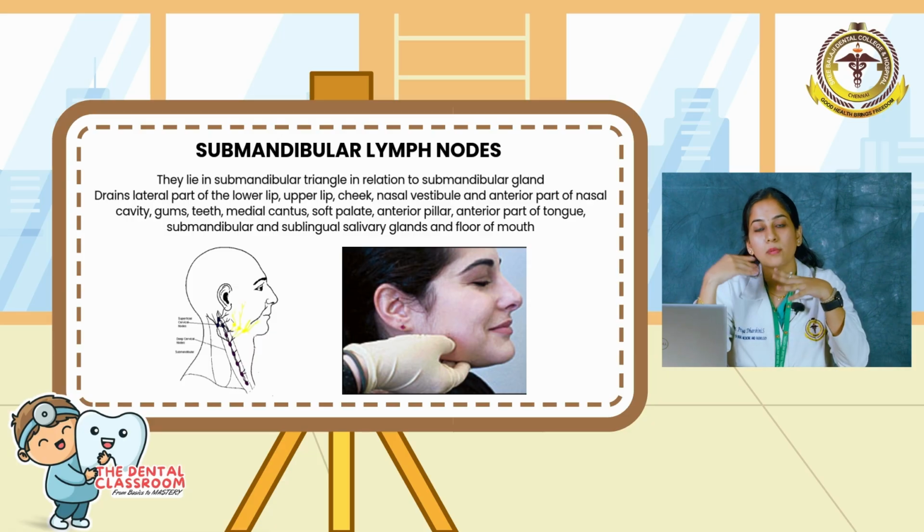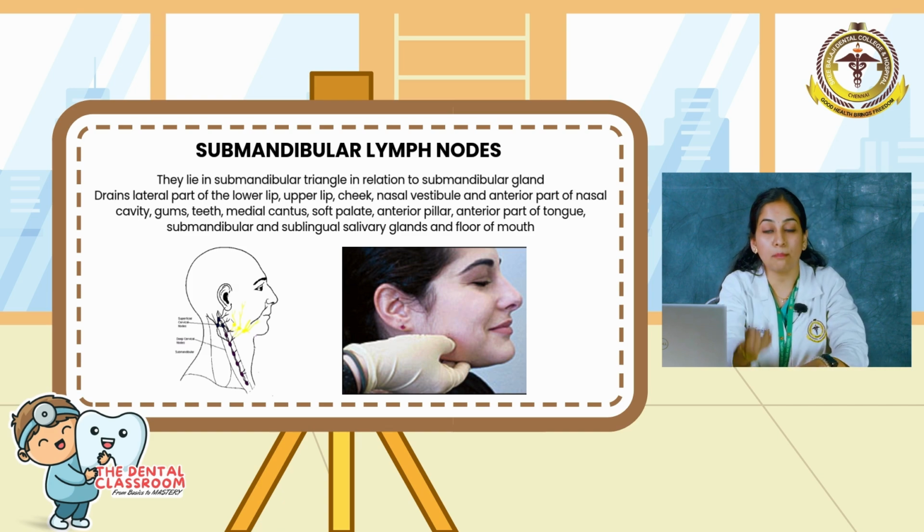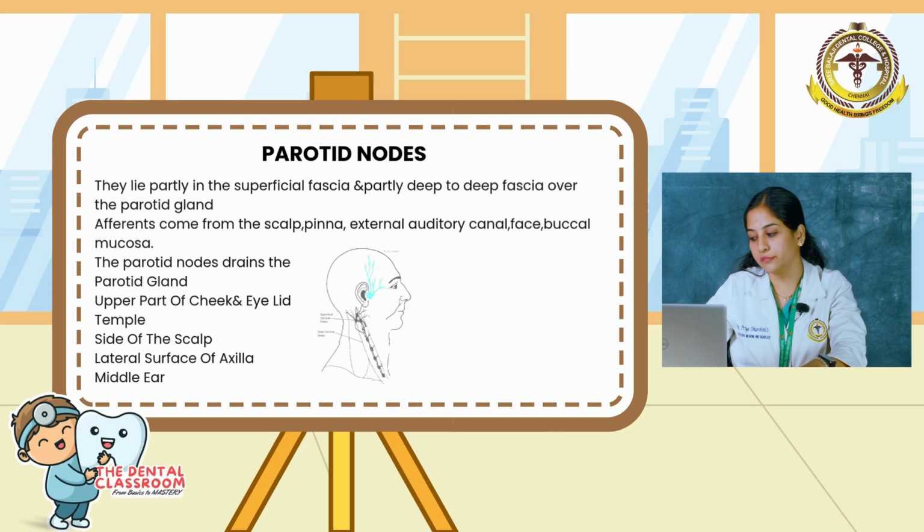It drains the lateral part of the lower lip, upper lip, and cheek. Basically the cheek usually drains into the submandibular region, and the gums, teeth, medial canthus, soft palate, most of the anatomical structures present in the oral cavity usually drain into the submandibular lymph node. So the two basic lymph nodes which play an important role in head and neck examination are the submental and the submandibular lymph nodes.